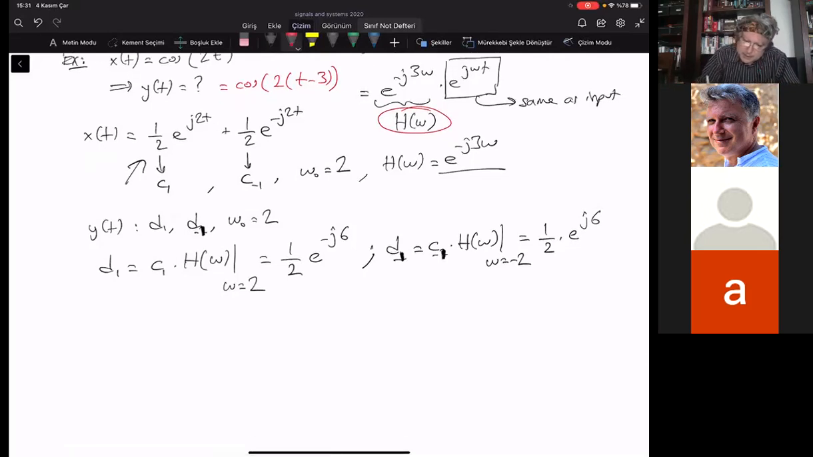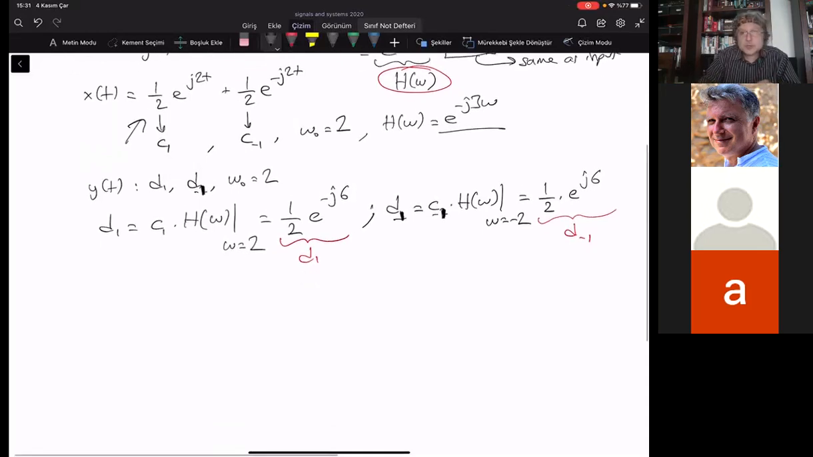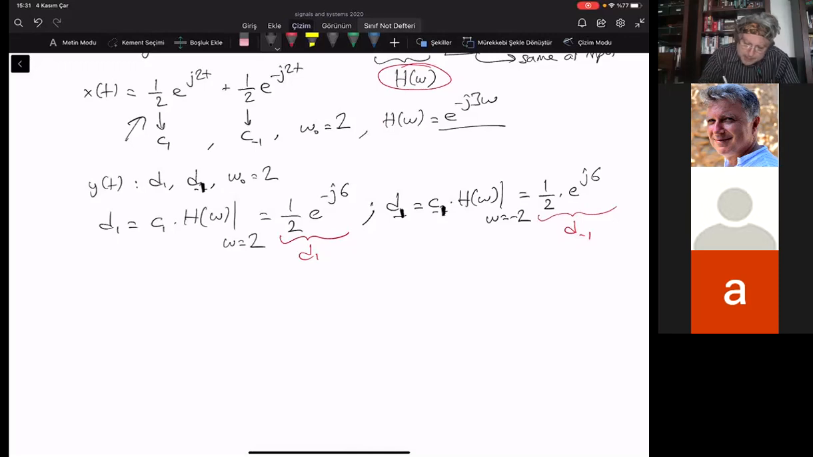So I have d1 and d minus 1. How can I construct my signal from two Fourier series coefficients? By summing up the corresponding harmonics. So y of t is d1 times e to the j2t plus d minus 1 times e to the minus j2t. This is how I'm going to combine these two harmonics, given that 2 is the fundamental frequency omega 0. One of them is 1 times omega 0, that is 2. The other one is minus 1 times omega 0, and that is minus 2 for the second harmonic. And that is equal to 1 over 2 in parentheses, because it is common for d1 and d minus 1.